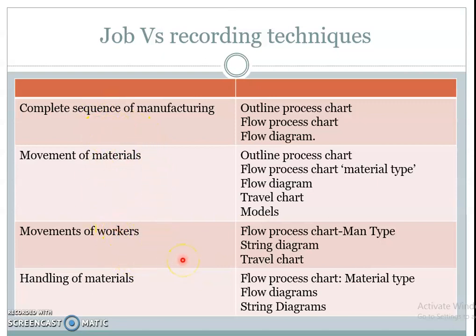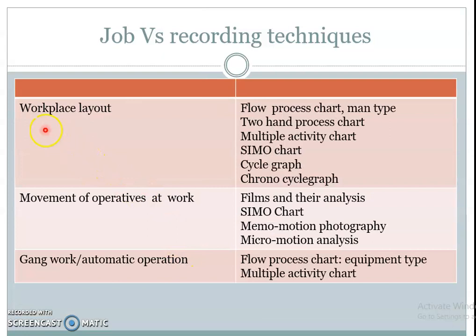If you want to display a workplace layout, the charts useful are the flow process chart, man type, two-handed process chart, multiple activity chart, SIMO chart, cycle graph and chronocycle graph. SIMO chart means simultaneous motion cycle chart.